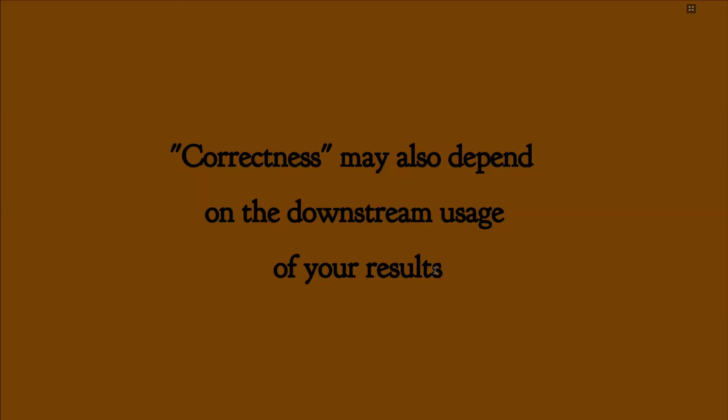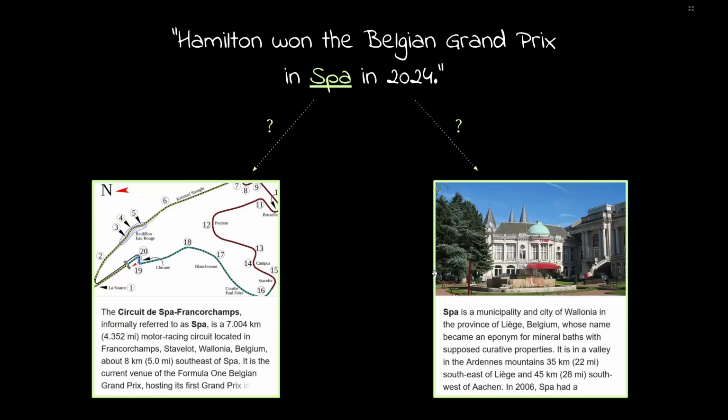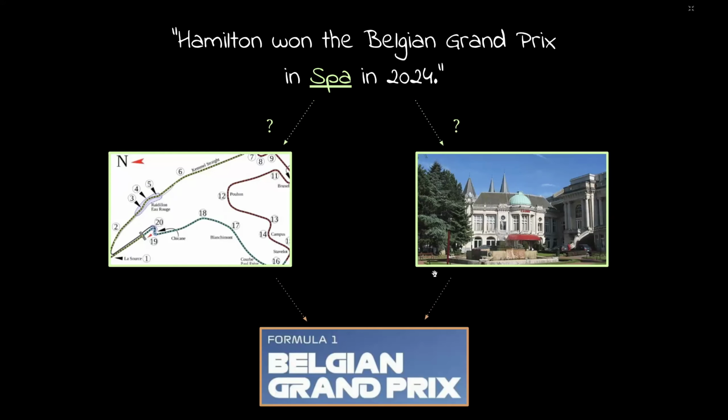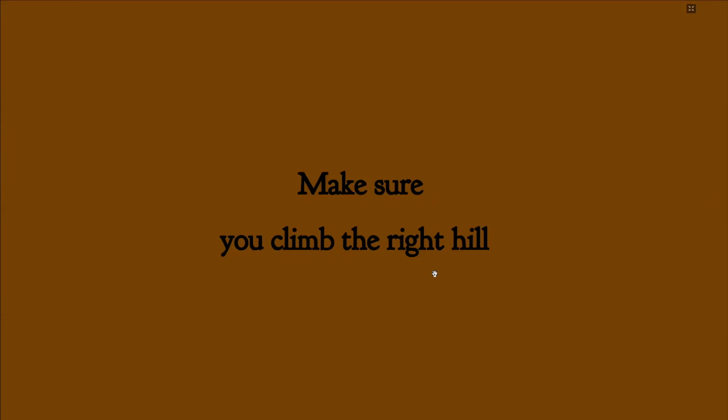And finally, correctness may really also depend on the downstream usage of your results. So if you look back at this example that I gave in the beginning of this sort of philosophical talk about what is correct, should we resolve spot to the circuit or to the city? Well, if the only goal of this particular case is to just find which Grand Prix was being talked about in that particular sentence, then both of them would probably lead to the correct result downstream. So it really depends what your end goal is and whether or not you will be able to get there.